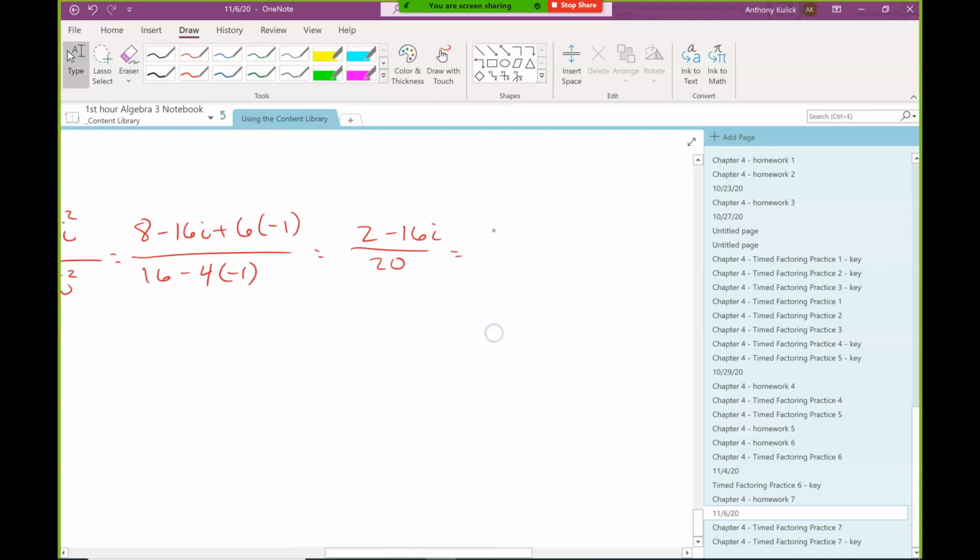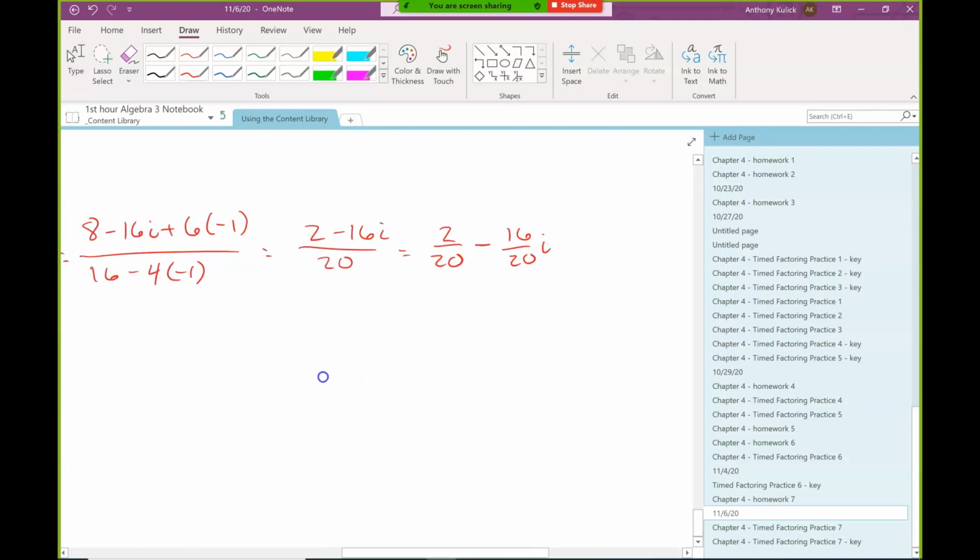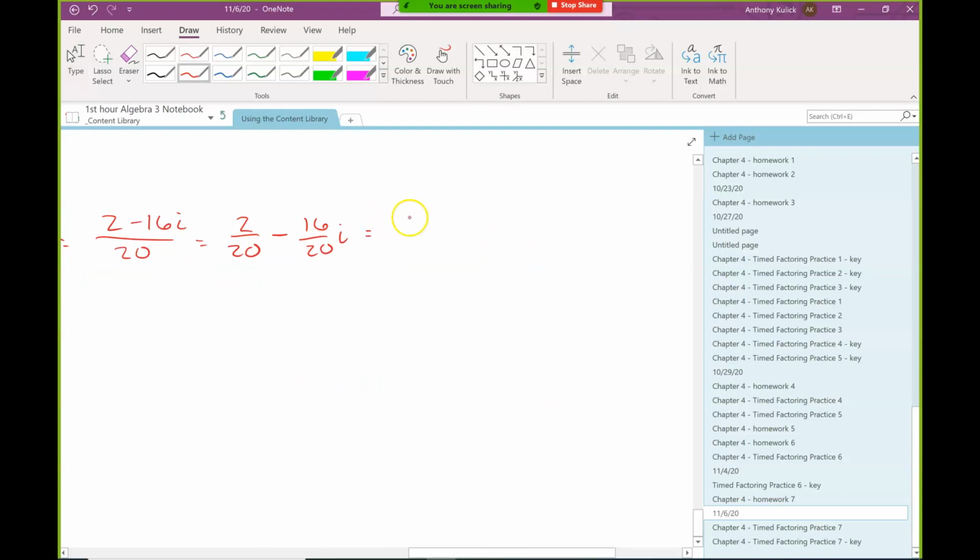And now we can just rewrite this as two fractions. And really, we should reduce those two fractions, right? 2 over 20 becomes 1 over 10. And 16 over 20 becomes 4 over 5. We okay there?